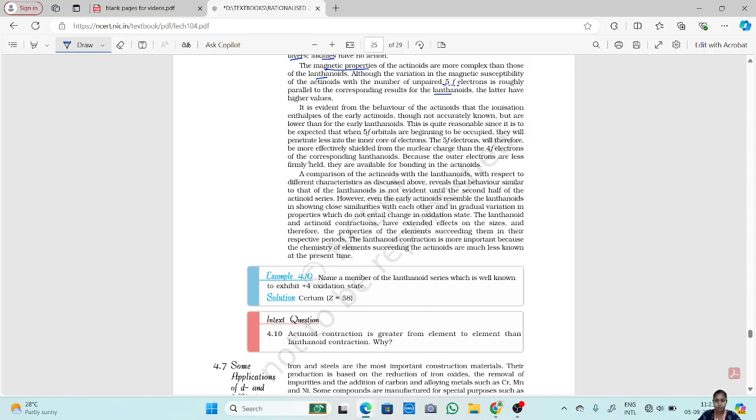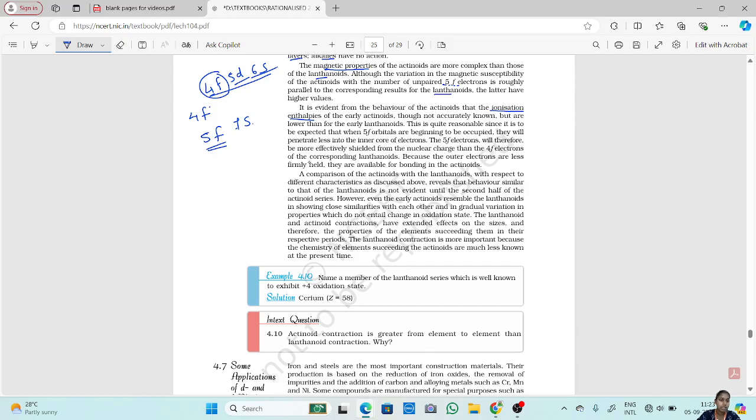Now the ionization enthalpy, as I told you, to remove an electron from 4f orbitals is more difficult than from 5f orbitals, because after 4f orbitals you have 5d and 6s. So to remove an electron from 4f orbitals, you have to first remove electrons from 6s and 5d. So it is placed inside, and to remove an electron from here is difficult. Whereas for 5f, after that you only have 7s.